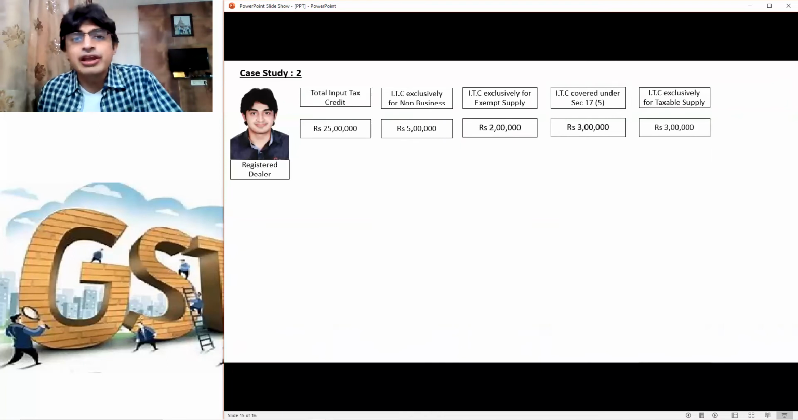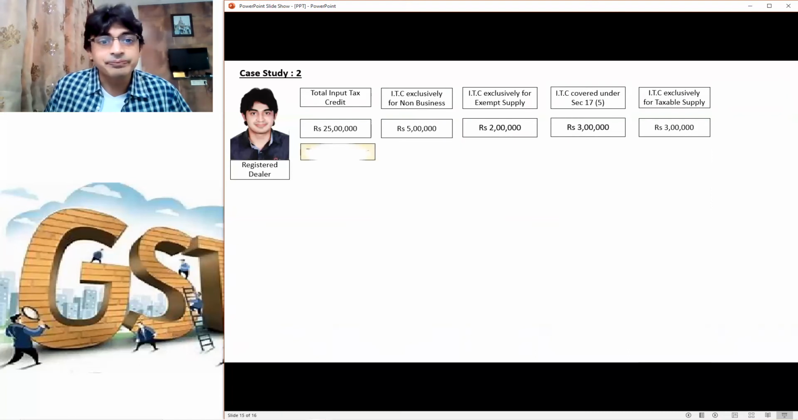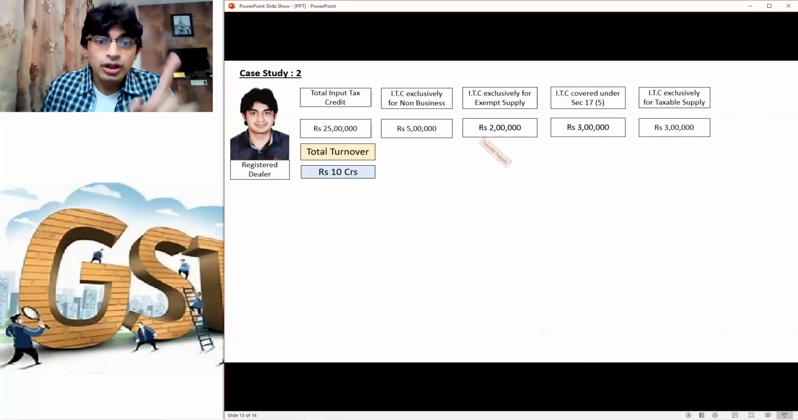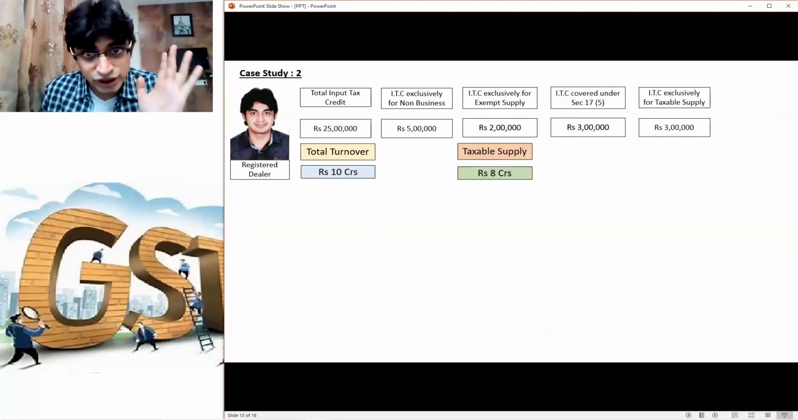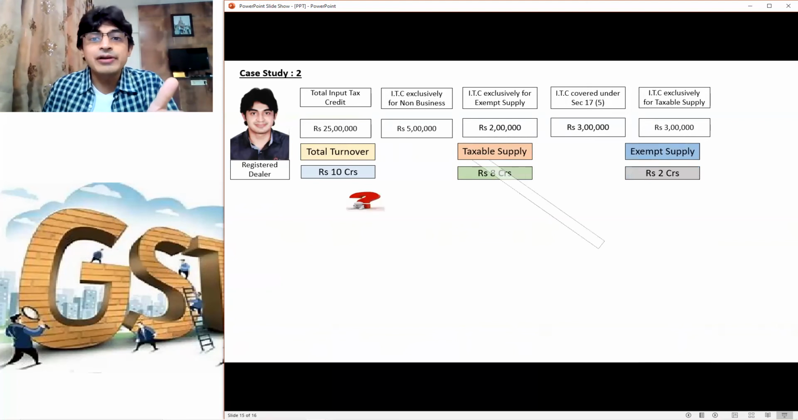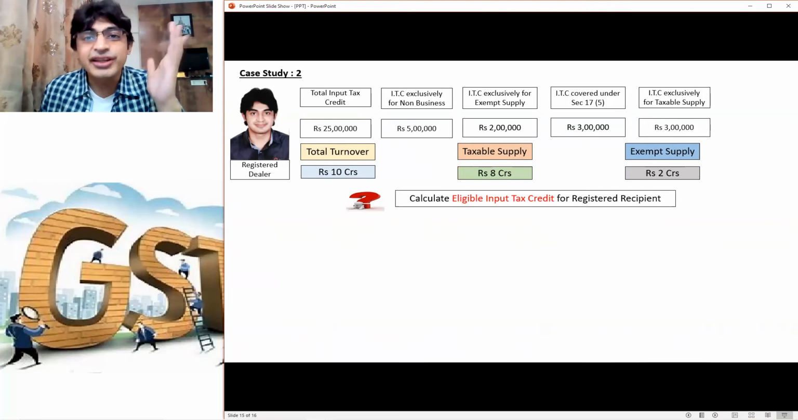Now, when you reduce everything, you will get what? Common ITC. I'm not giving that in this sum. Okay. Total turnover is 10 crores for the month. My taxable turnover is say 8 crore and exempt turnover is say 2 crore for the month. I want you people to calculate how much is the eligible ITC for the registered recipient.